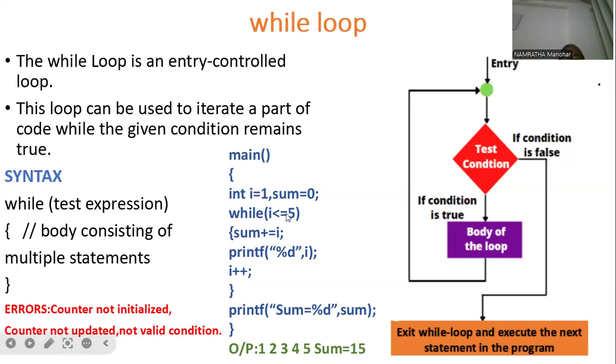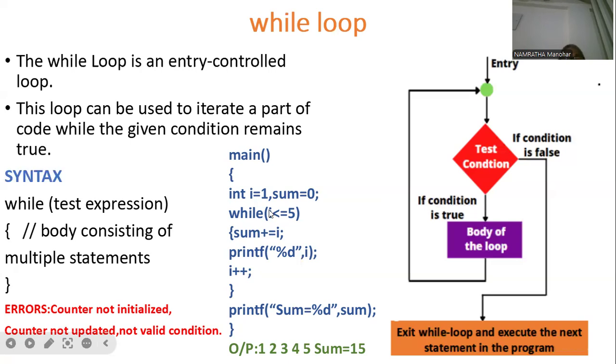But is 2 less than or equal to 5? Since 2 is less than or equal to 5, what happens? Again, 2 will be added to the sum and 2 will be displayed. Then the counter is incremented, that is 2 becomes 3. 3 is less than 5, so 3 is added to the sum. 3 is displayed. 3 is incremented to 4. 4 is less than 5. So 4 is added to the sum and 4 is displayed. Then 4 is incremented to 5.